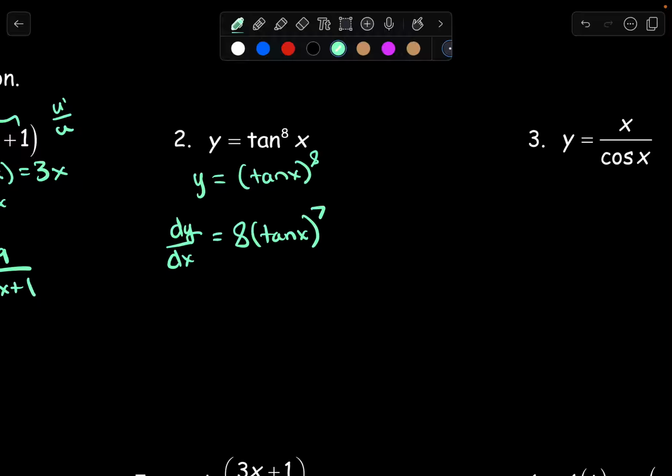The inner function is tan of x. The derivative of tan x, if I think back, tan x's partner is going to be secant. So it's going to be secant squared x.